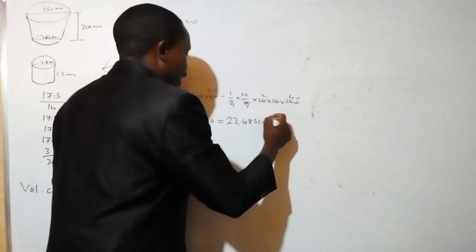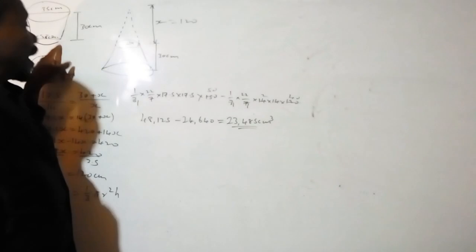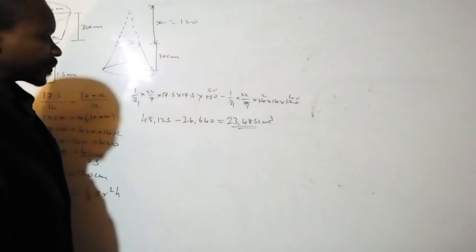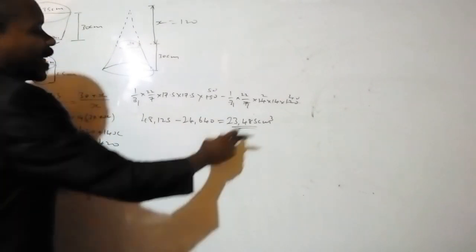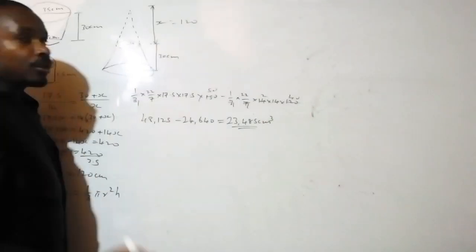This is the volume of our bucket or frustum. This is the volume of the frustum. In the volume of the bucket, this volume will be used. This is the volume of a single bucket. It will be used to fill a tank with these dimensions.